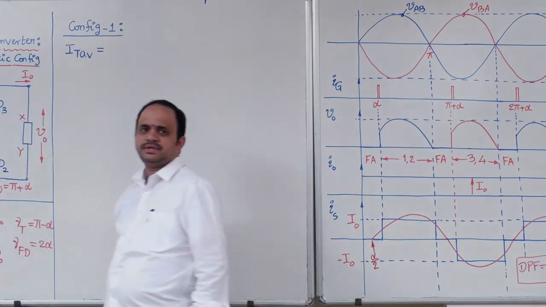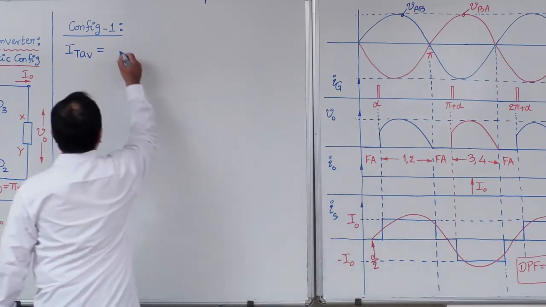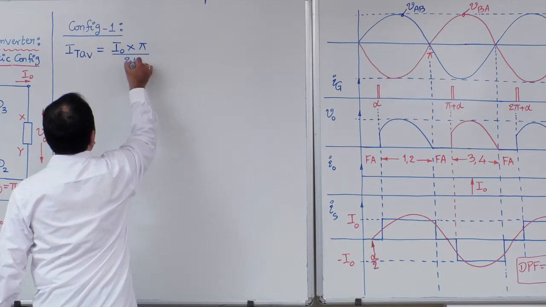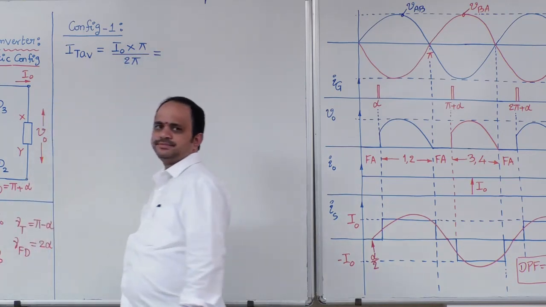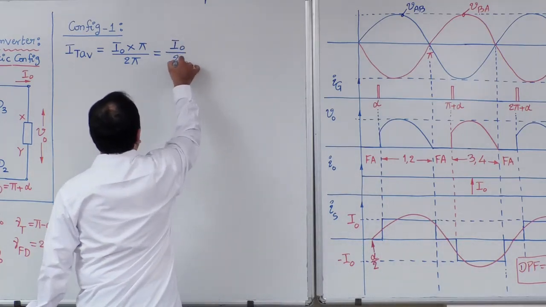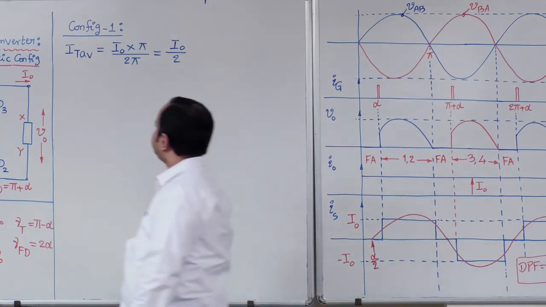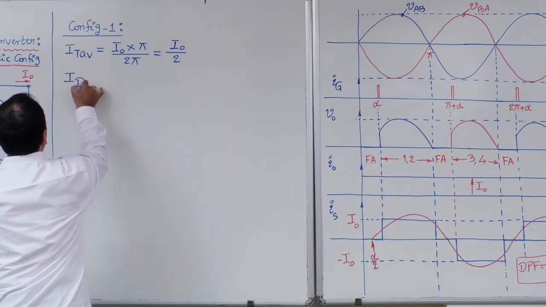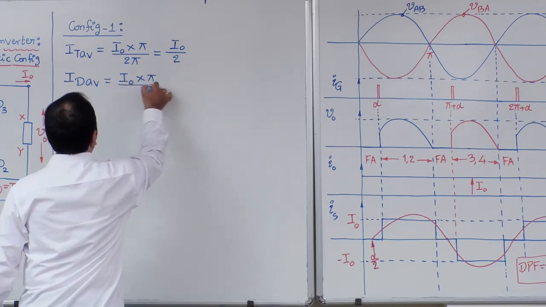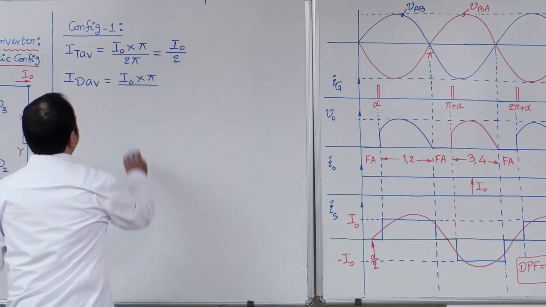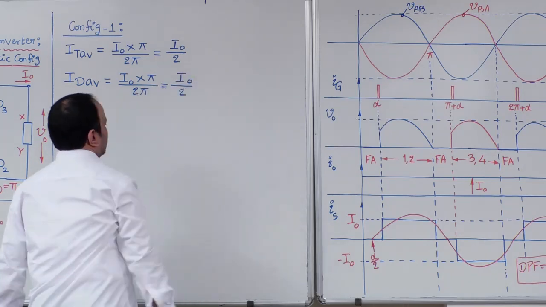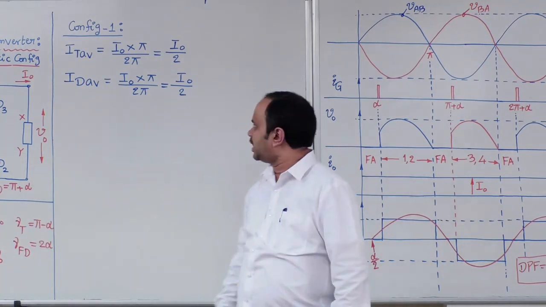average value of thyristor current, area under the waveform, that is I0 multiplied with pi. Periodicity is 2 pi, therefore IT average we will get I0 by 2, right? Next, average value of diode current, this is also area I0 into pi divided by 2 pi, that will give you I0 by 2.